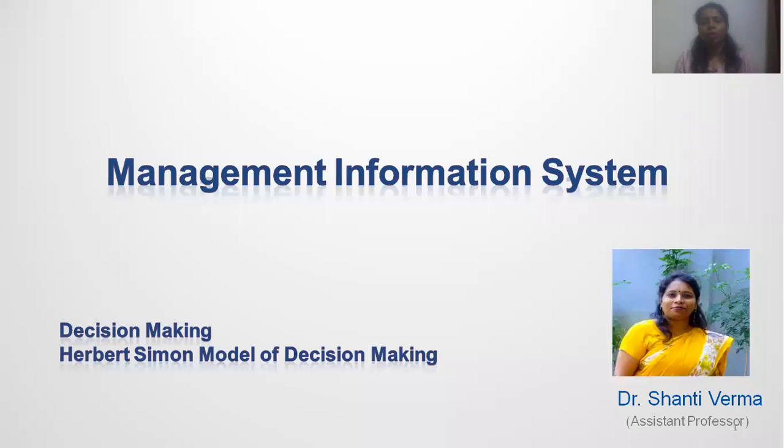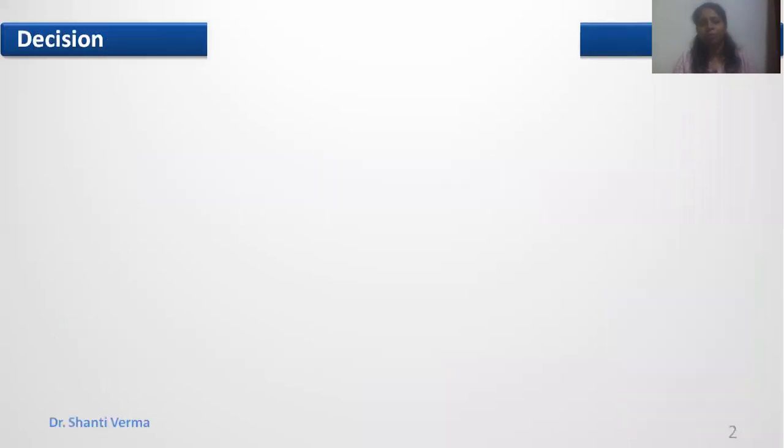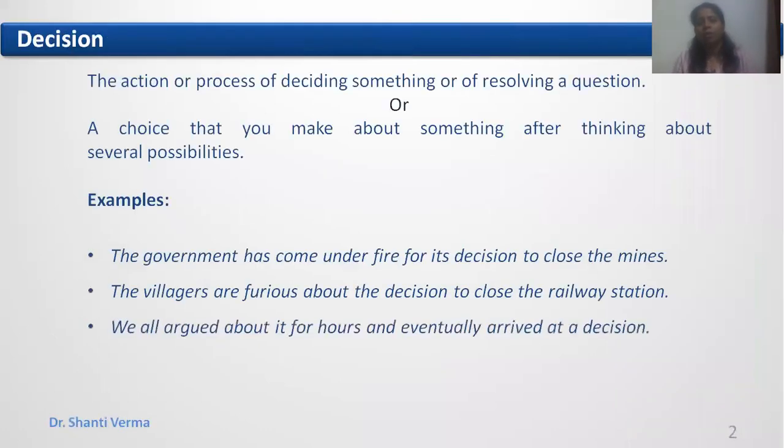Today I am going to discuss decision making and Herbert model of decision making for management information system. Let's discuss what is decision. The decision is an action or process of deciding something or of resolving a question. Or we can say a choice that you make about something after thinking about several possibilities.